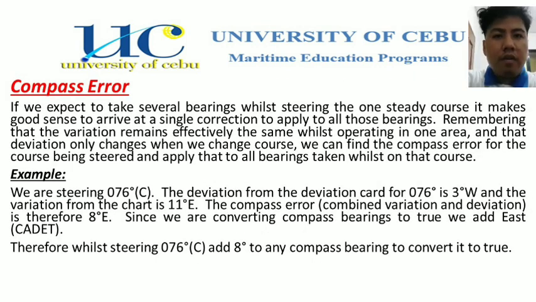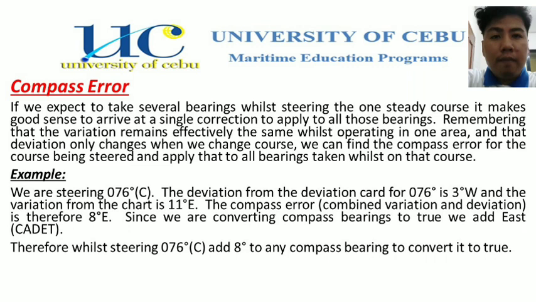Compass error. If we expect to take several bearings while steering a steady course, it makes good sense to arrive at a single correction to apply to all those bearings. Remembering that the variation remains effectively the same while operating in one area, and that deviation changes when we change course, we can find the compass error for the course being steered and apply that to all bearings taken while on that course.